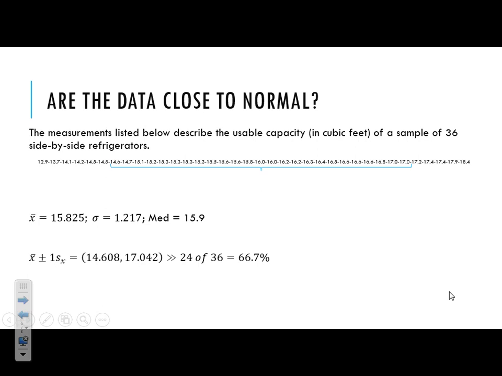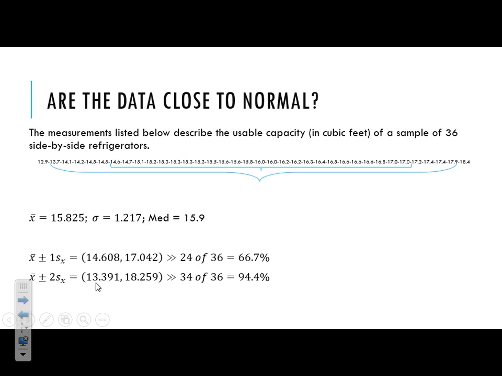All right, now let's see if the other rules hold up as well. So if we look within two standard deviations of the mean, all right, that's going to cover data values from 13.391 to 18.259. And we can see that 34 out of 36 of them fall within that range. And so looking pretty good there, right? 94.4%, so really close to that 95%.